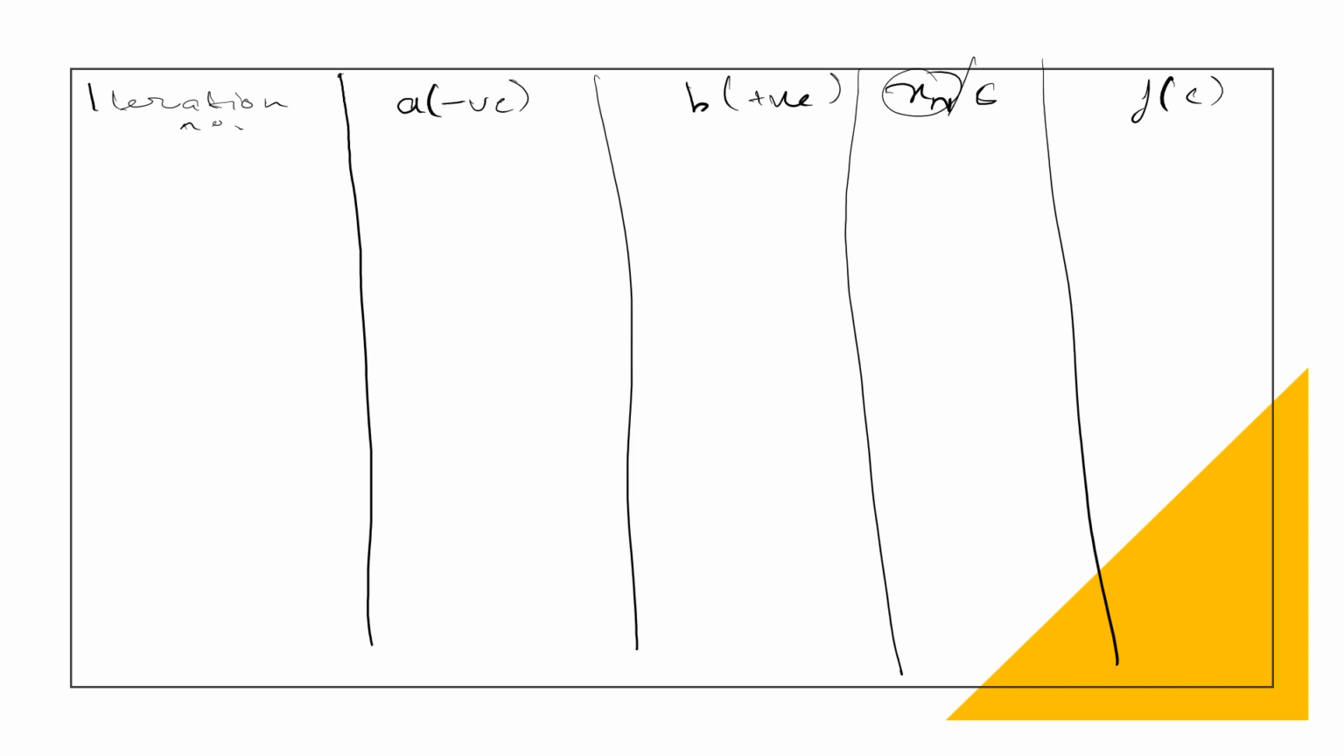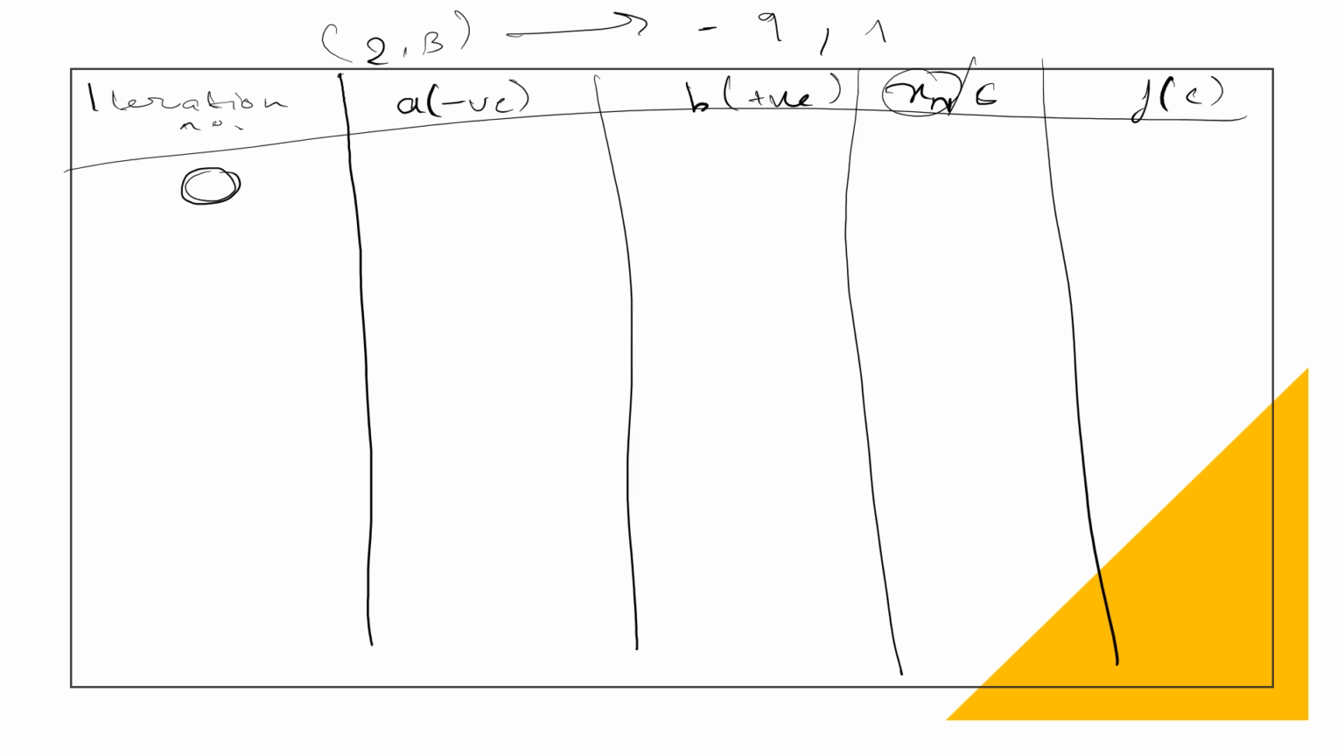Yeah. So now we'll start with the zeroth iteration. Over here, we're starting with the interval 2 and 3, right? And their corresponding values were minus 9 and 1. Now we have the positive. The negative here is the second one, and the third one is the positive one.